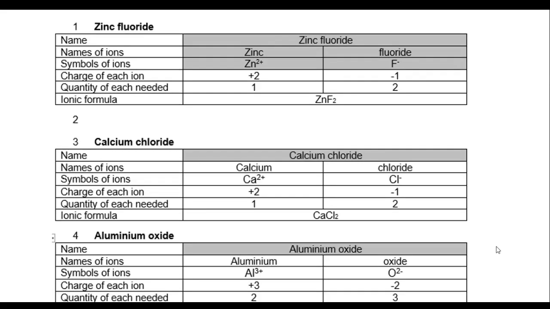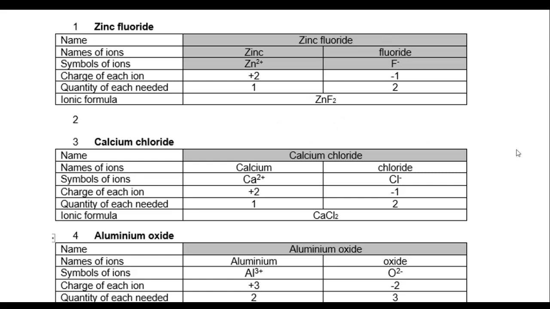Okay, so for zinc fluoride, we have zinc and a fluoride ion as well. Because the zinc has a +2 charge and the fluoride only has -1, we need 2 fluoride ions to make up a neutral charge. So the formula is ZnF2.